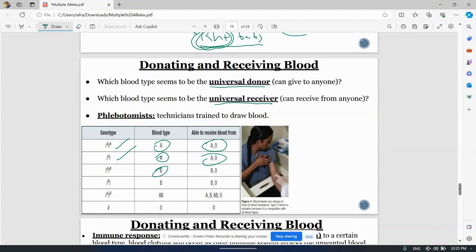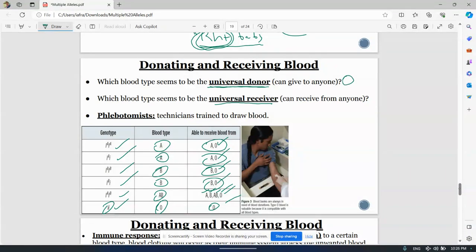Blood type B can receive from blood type B or O, regardless of whether it's homozygous or heterozygous. And blood type AB can receive from basically all of them, A, B, AB, and O. And then you'll notice, unfortunately, blood type O can only receive from O. So you can take a look at this, but there is definitely someone who's a universal donor, meaning someone who can give to everybody. And so if you look at this column here, you'll see O can basically be given to everybody. So O is usually a universal donor.